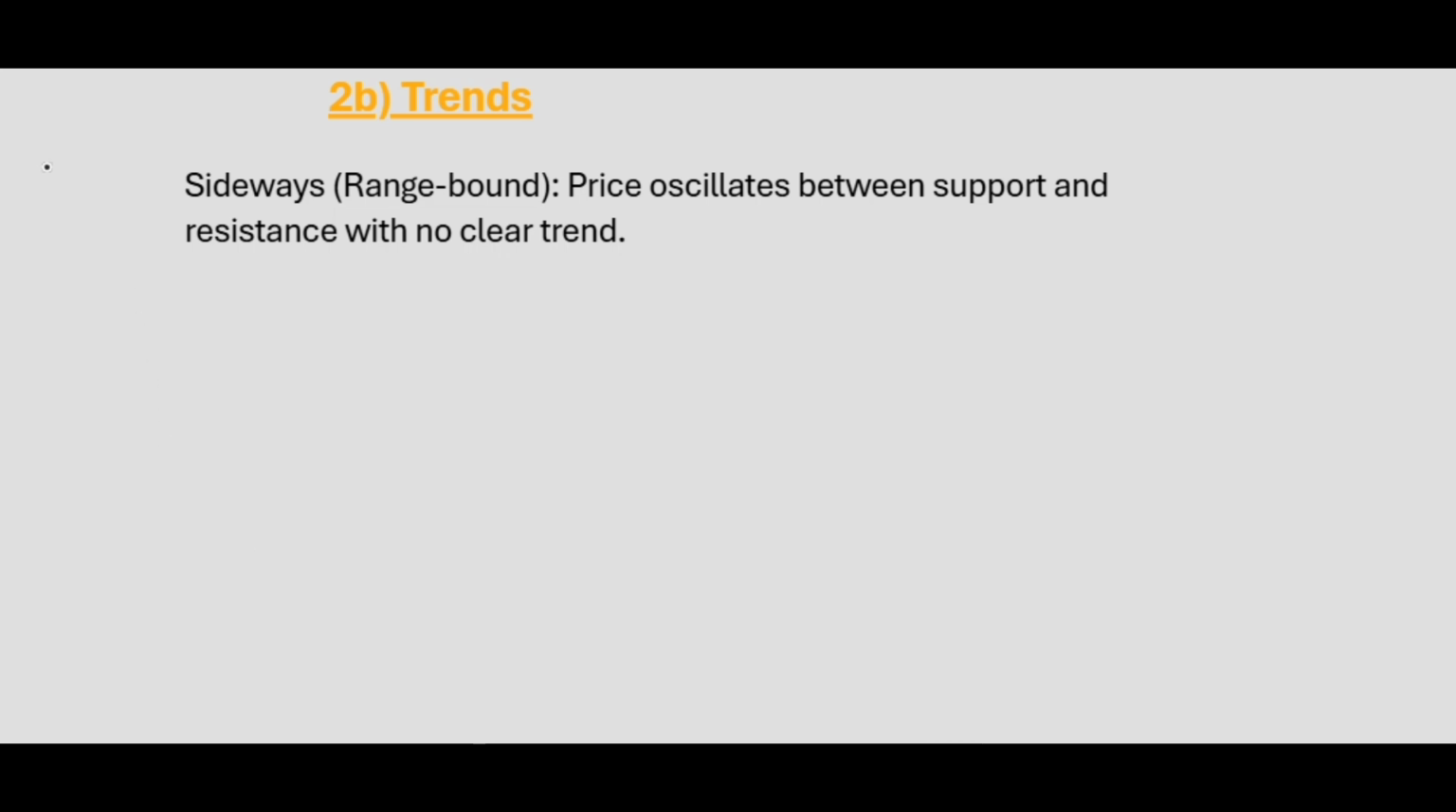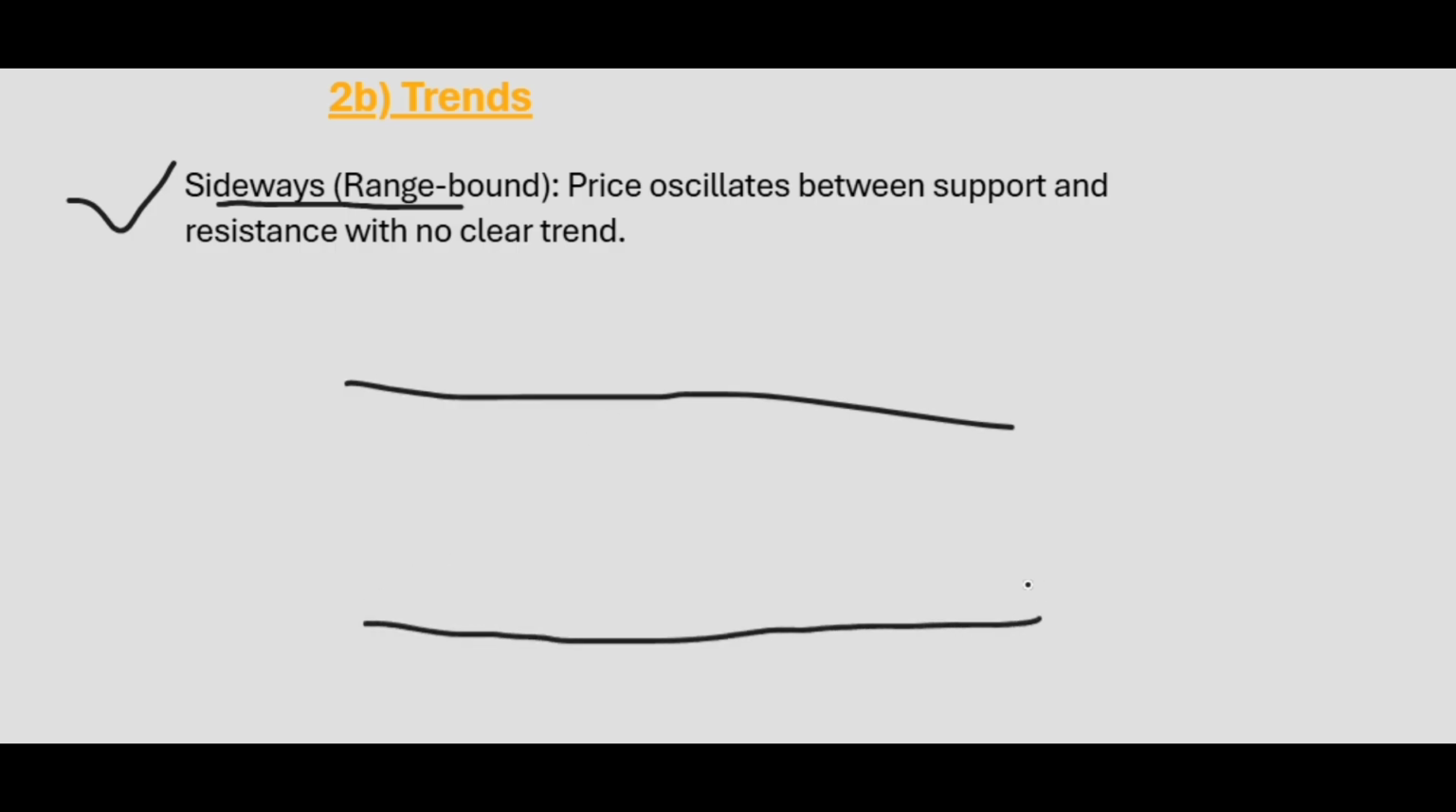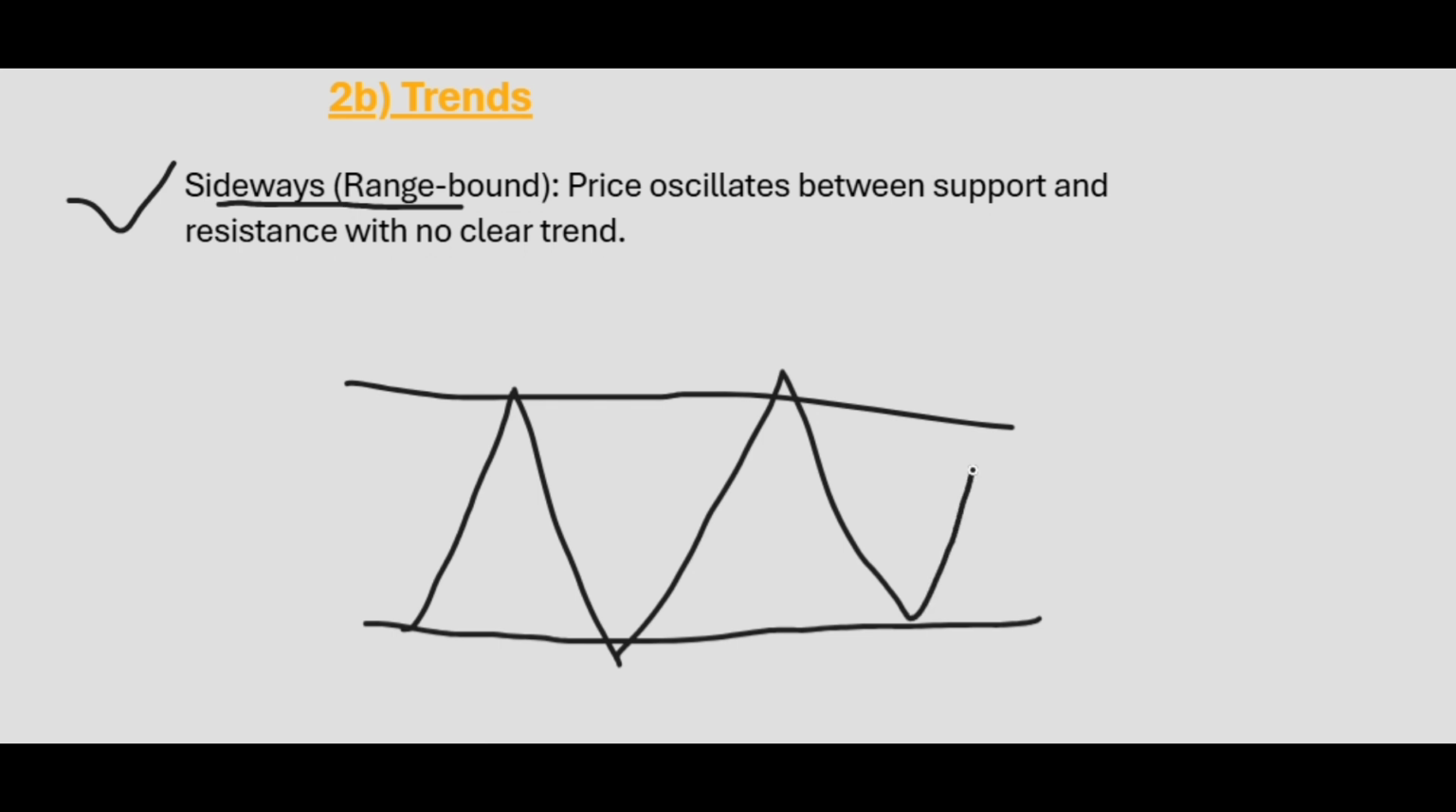Then the last one, we have this sideways or range bound market, which is also known as consolidation, where the price reacts between support, resistance, and a support level. We are going to learn about support and resistance as a key component of market structure in Forex next. So the market moves in highs and lows. The market has no clear direction. This one is resistance, this one is support. So this one is called a range bound market or a consolidation market. The market is consolidating.